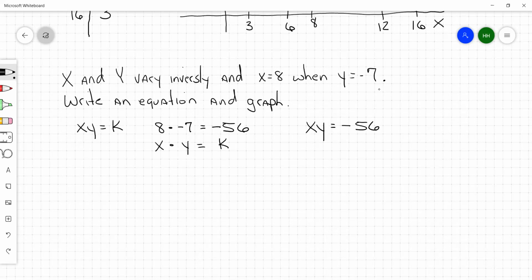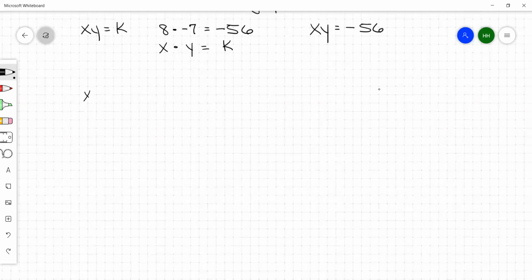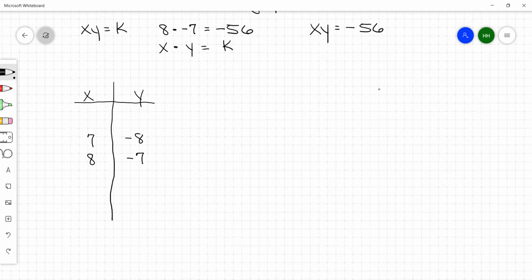So if you start with an XY table, whatever we put in this table has to multiply to -56, right? So they gave an 8 and a -7. What else multiplies to -56? All right, you can do a 7 and a -8, right? Say that again. You can go +2 and -28.